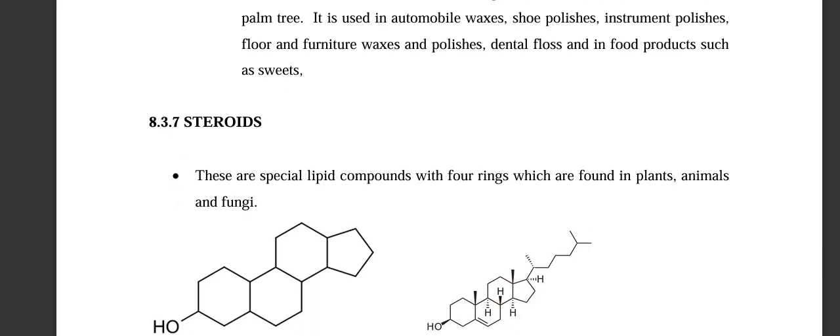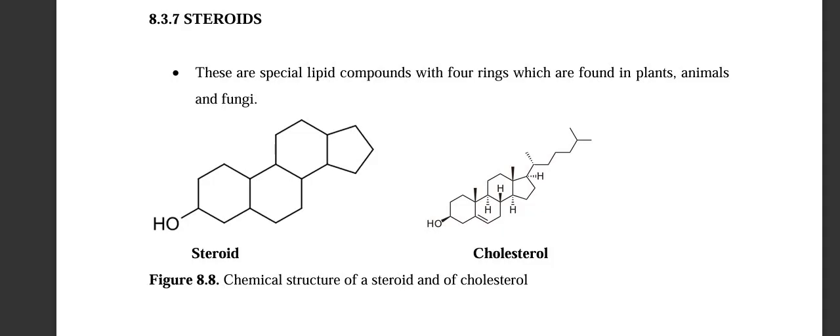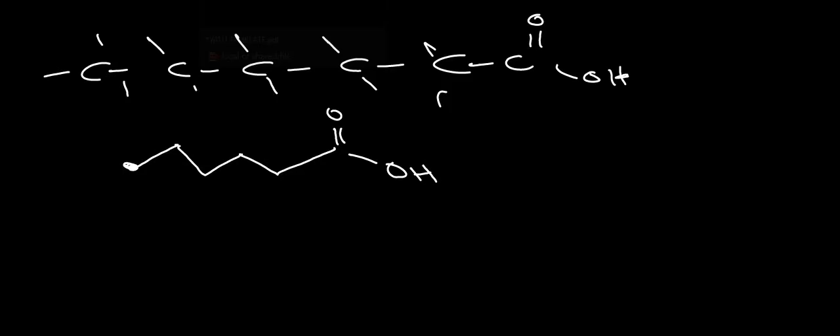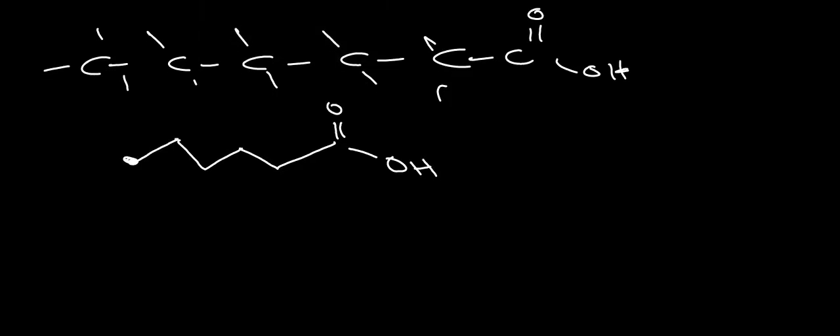Then the last type of lipid is the steroids, which are always abused. These are special lipid compounds with 4 rings, which are found in plants, animals, and fungi. This has a network of what are sometimes called cyclohexane rings, because cyclo means it's in a circle form, a ring form. Anything that's in a ring form under organic chemistry, we call it cyclo. So we put a cyclo in front.